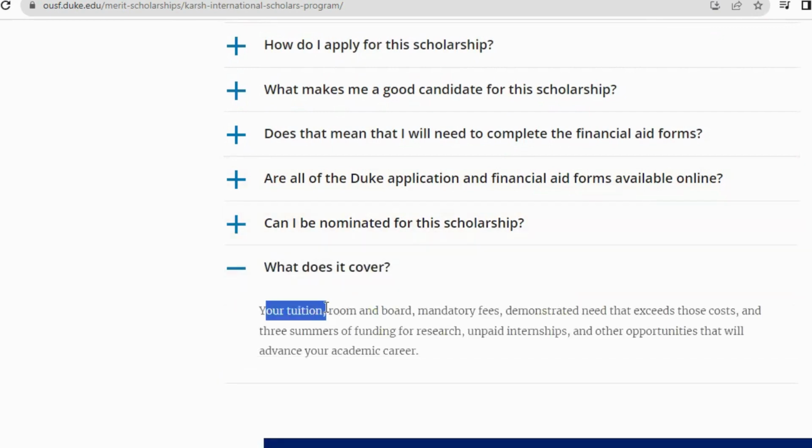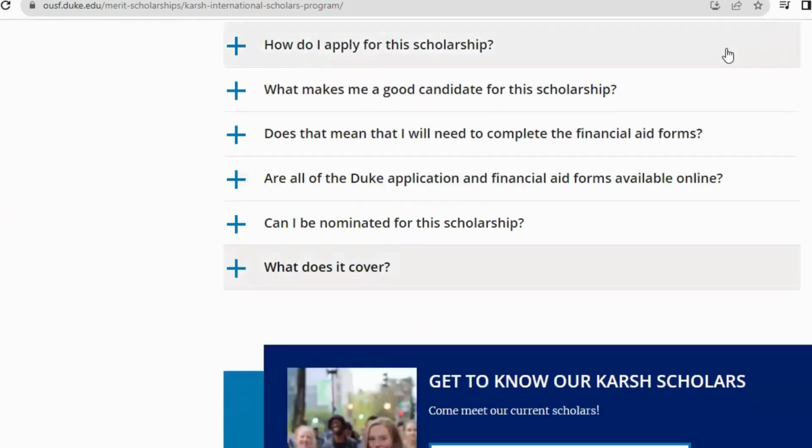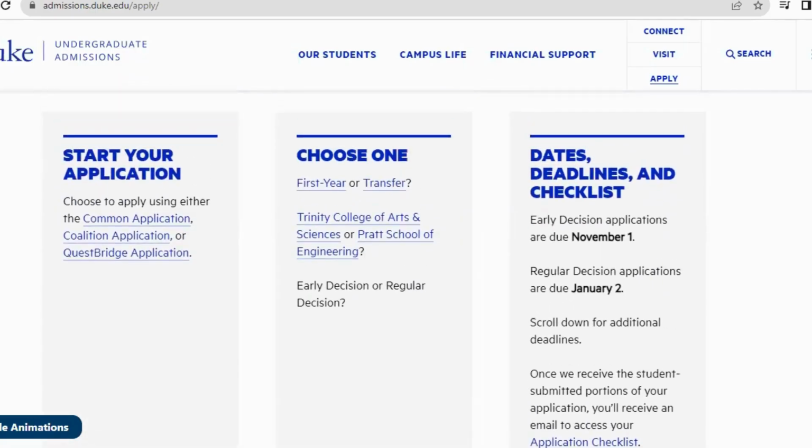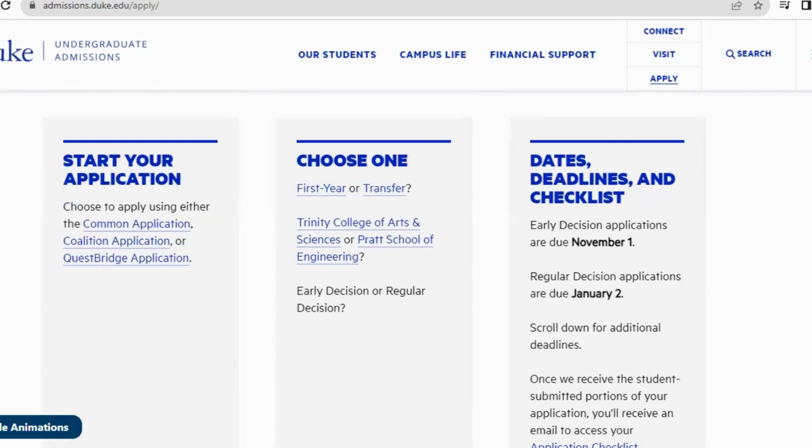So what does this scholarship cover? It says it covers your tuition, room, board, and mandatory fees, at demonstrated need, and three summers of funding for research, unpaid internships, and other opportunities that will advance your academic career. So that is what this scholarship covers. I know on this website you have other scholarships. If you're interested, just start making your application. We had already looked at the courses that you can find at Duke University here in the US.